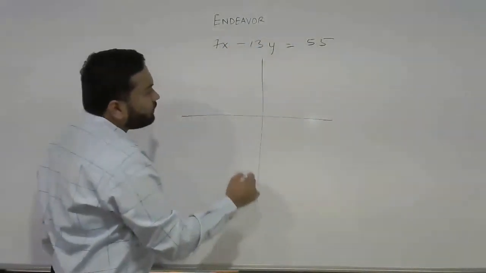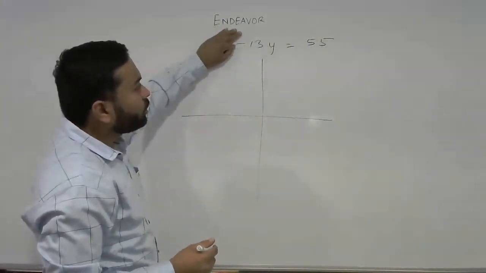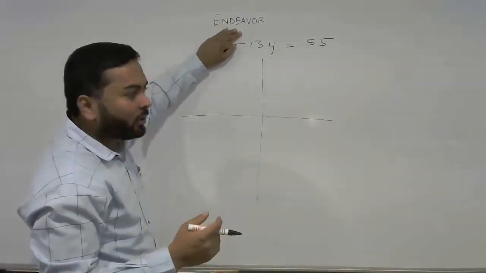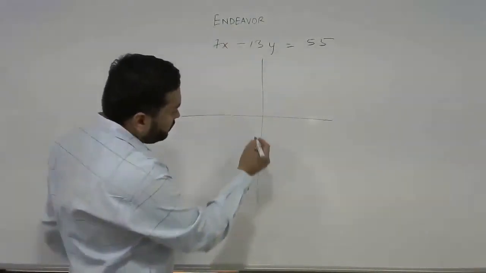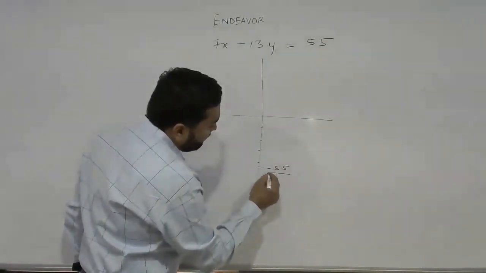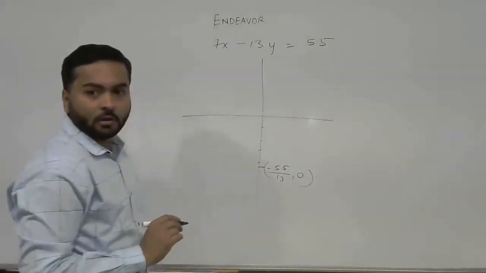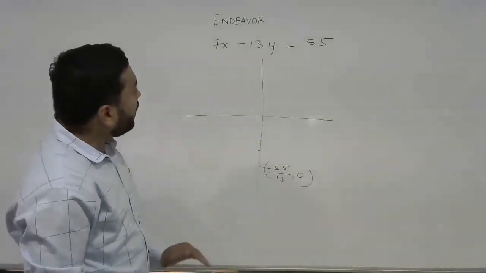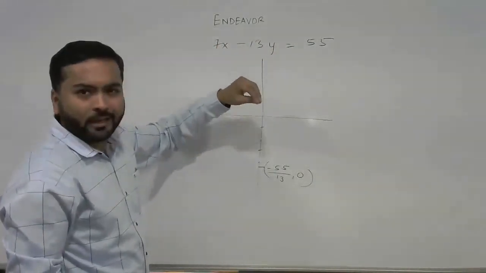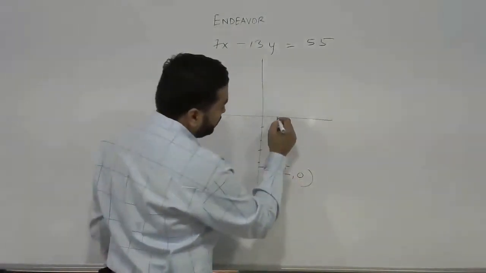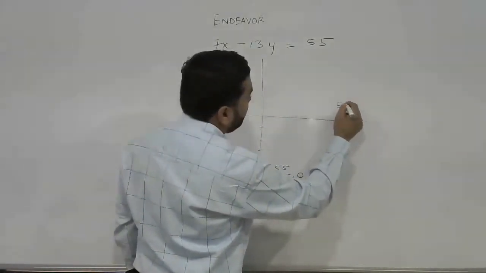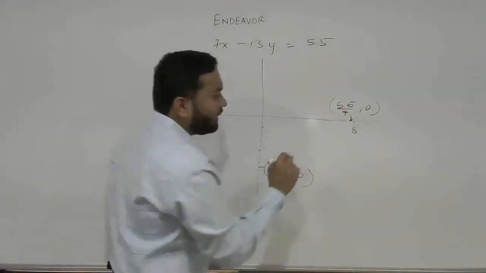Now, hide this, your y will be minus of 55 by 13, correct? What is 55 by 13, slightly more than 4? So this is minus 1, minus 2, minus 3, minus 4, it will be somewhere here. So this point is minus 55 by 13, comma 0, correct? Everyone? Great. Now, if I hide this, the x coordinate is 55 divided by 7. That is very close to 8, since 56 divided by 7 is 8. So this point will be 55 divided by 7 comma 0.